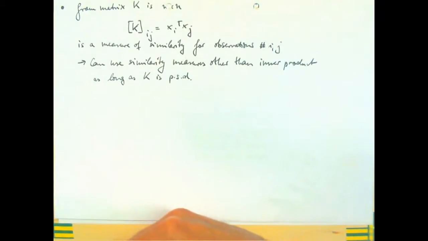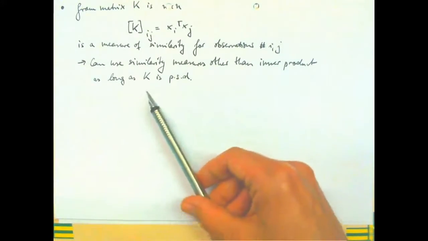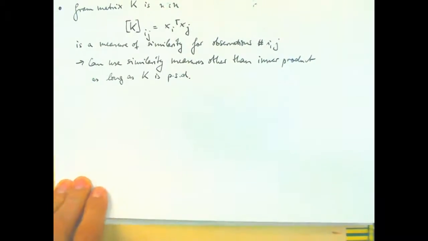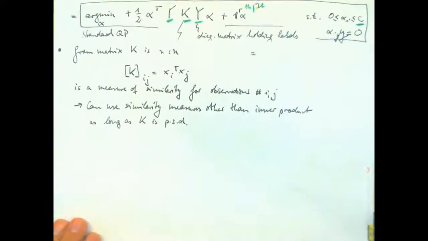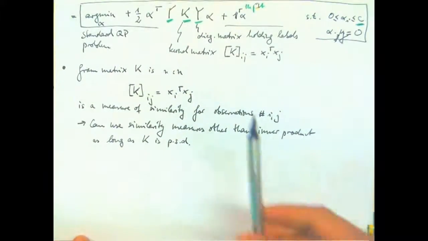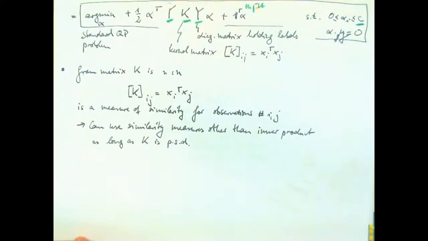However, we can think of other similarity measures. In particular, for non-vectorial data, you will want to use other similarity measures. The only thing that they have to satisfy is that this matrix K should remain positive semi-definite. Because as long as it is, we have a convex optimization problem and a unique optimum. If this matrix is not positive semi-definite, then optimization would become much, much harder.